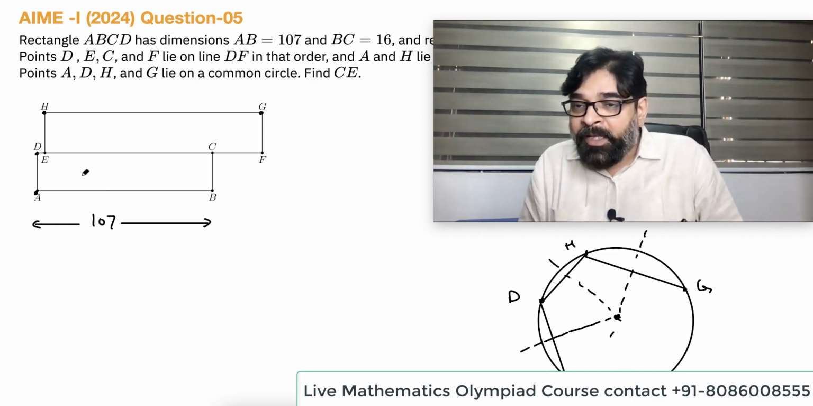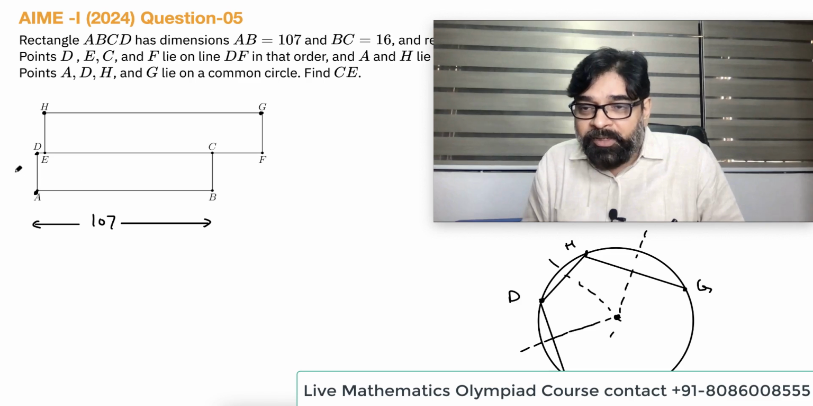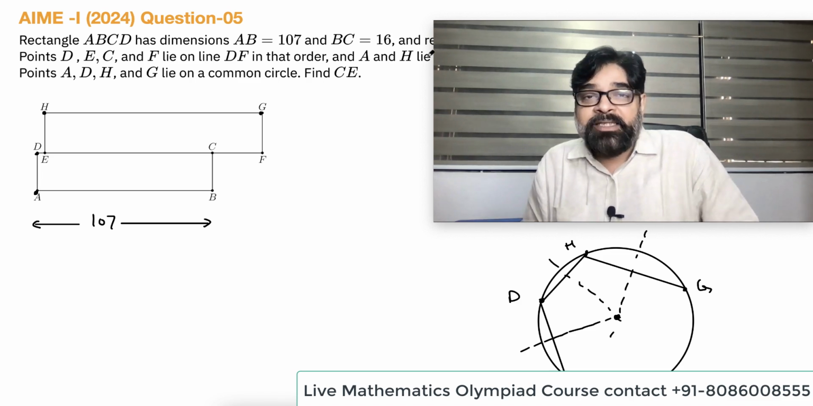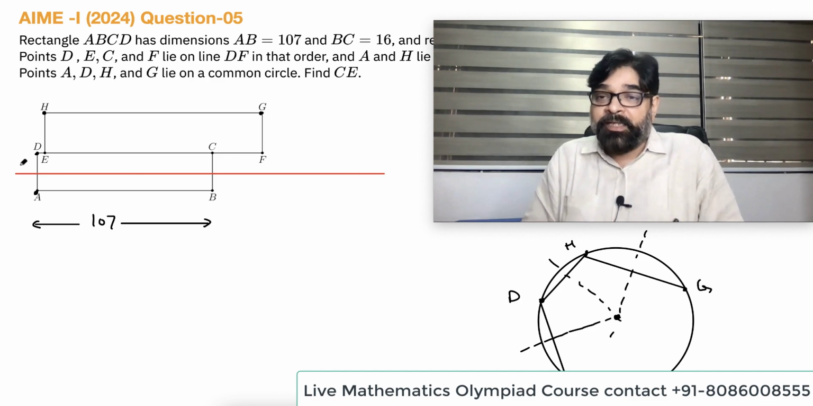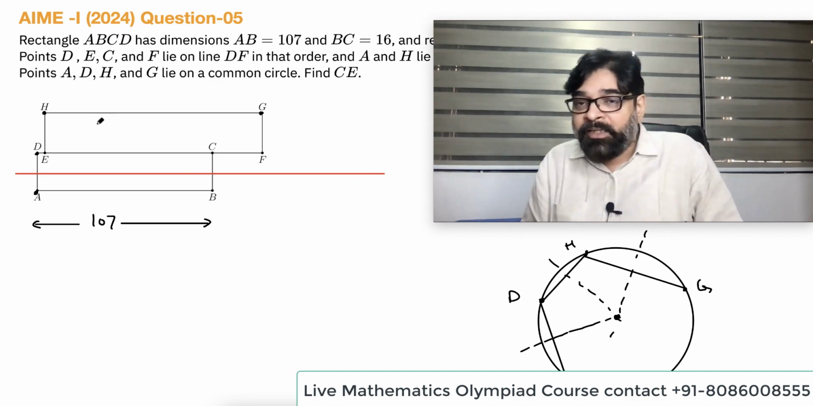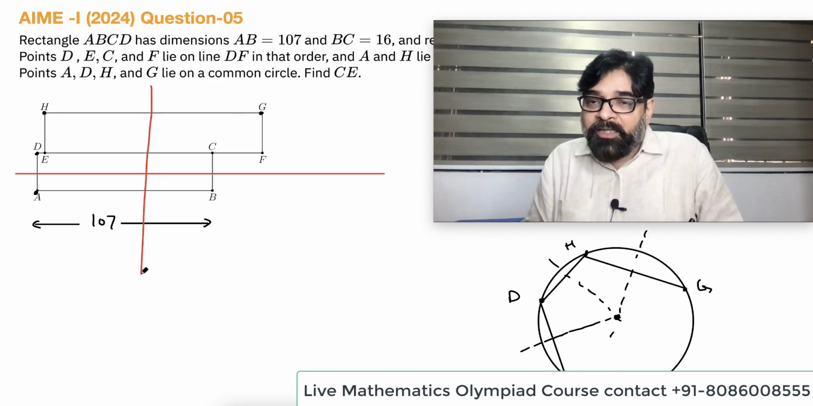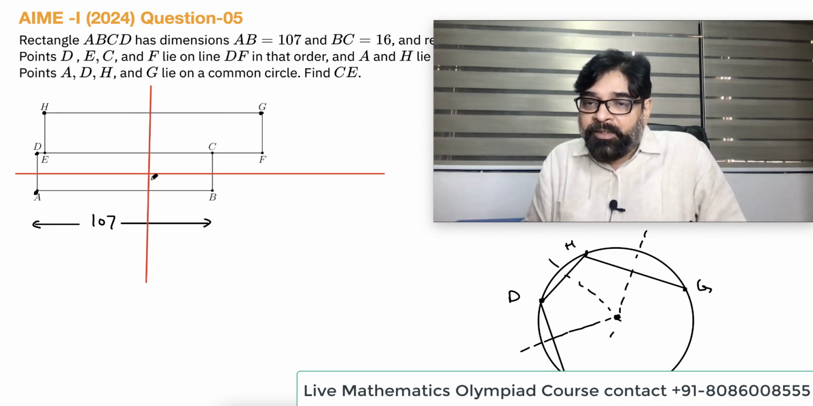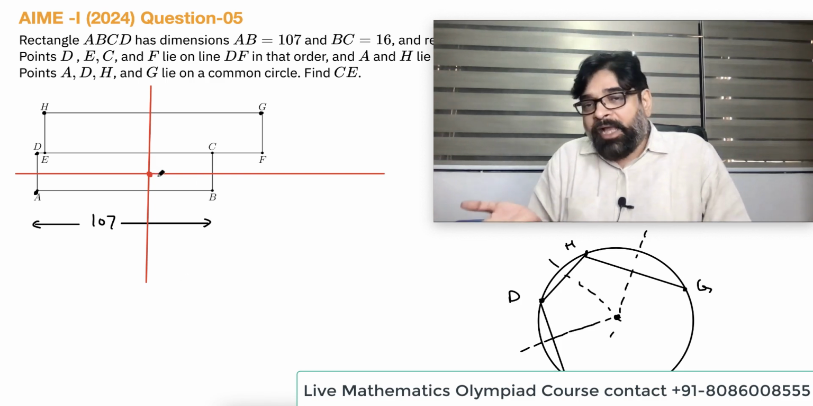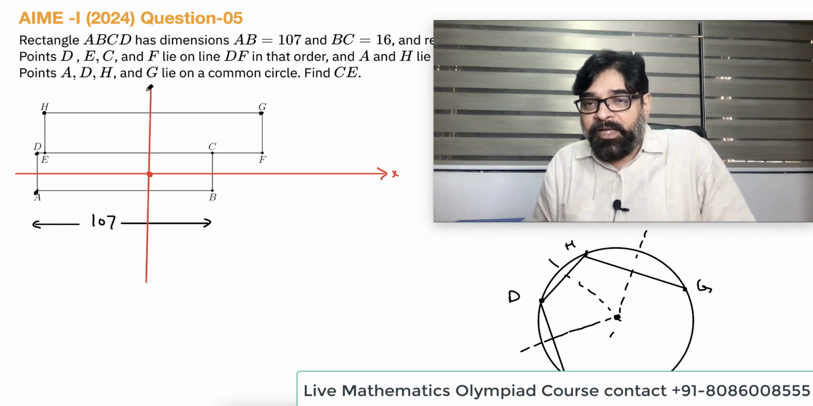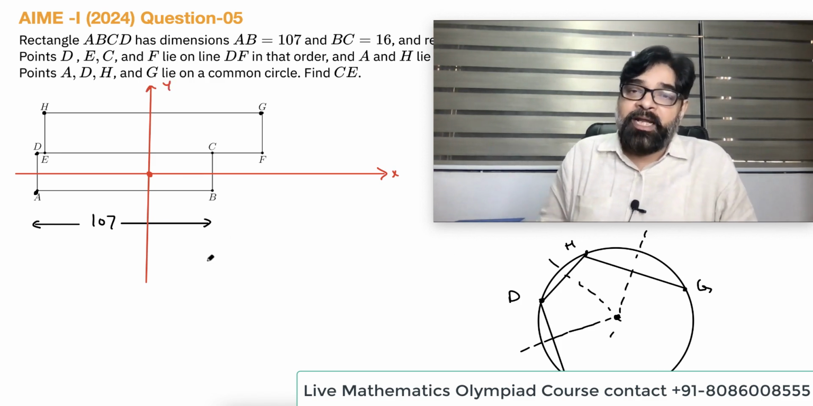So think carefully. This is a chord. If you draw the perpendicular bisector of this chord, it will pass through the center. So this is the perpendicular bisector. The center is on this line of that circle, right? And this is also a chord. So this perpendicular bisector will also pass through the center. So it means the center is this. Correct? Question over. The center is this. I can take this one as the x-axis. This one I can take as the y-axis. Am I right? Think carefully, everybody.